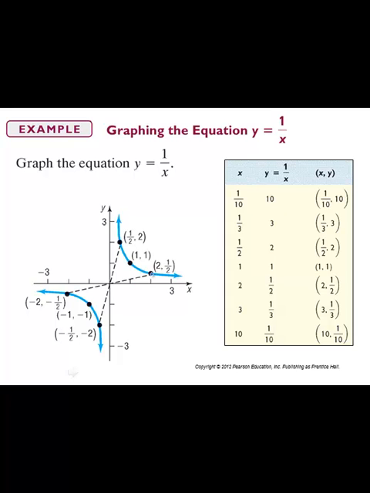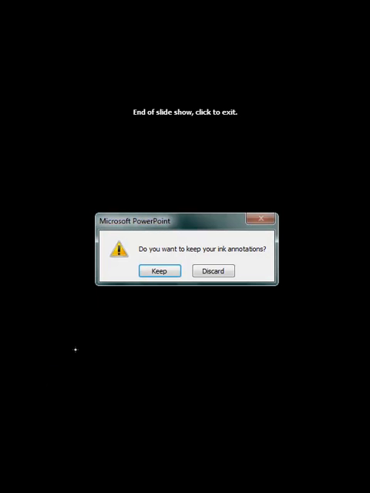And then, of course, you could take the negative x and negative y for all those points and plot those corresponding points in the third quadrant. So we have that symmetry with respect to the origin. Okay? And that's it, folks. When we come back next time, we will talk about graphing equations of linear functions.